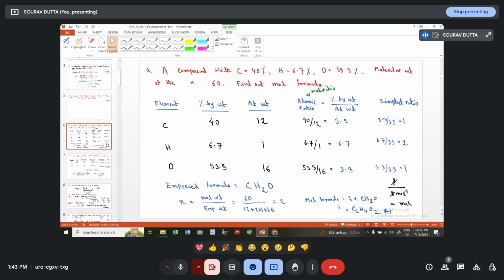So the molecular formula equals n into the empirical formula. Your empirical formula is CH2O, into n, that is 2. So you have to multiply the 2 with the stoichiometry: 2 into 1 is 2, 2 into 2 is 4, and 2 into 1 is 2. So your molecular formula will be C2H4O2.